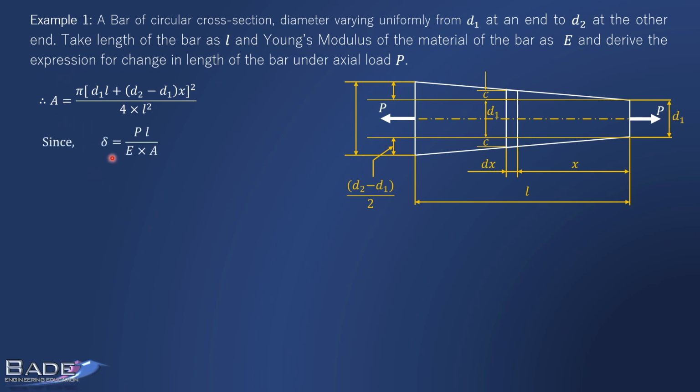If a bar has uniform cross-section and carries axial load P, then the deformation of the bar is given by the expression PL by AE. d delta is the deformation of this portion, which is of course very small, so that is why d delta. So we'll put in the values. What is the load on this portion? P, the sum of forces on any one side. What is the length of this small portion? dx. So I have substituted the length as dx, Young's modulus E, and the cross-sectional area. So this entire expression I have written here is the cross-sectional area.